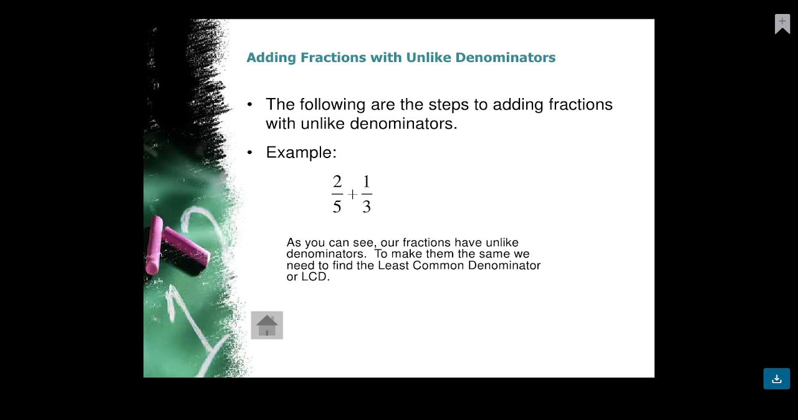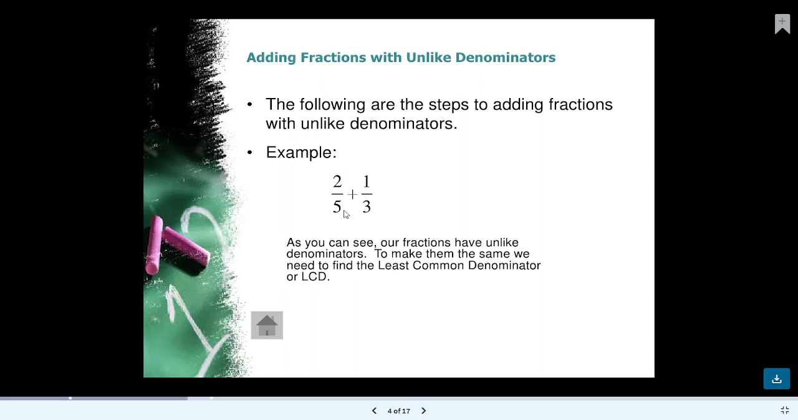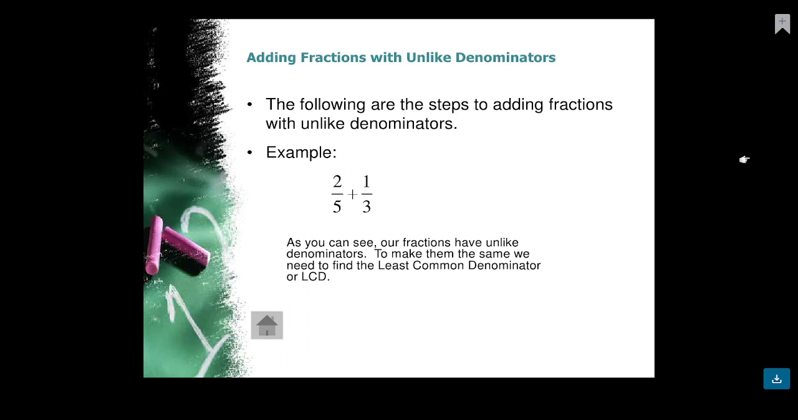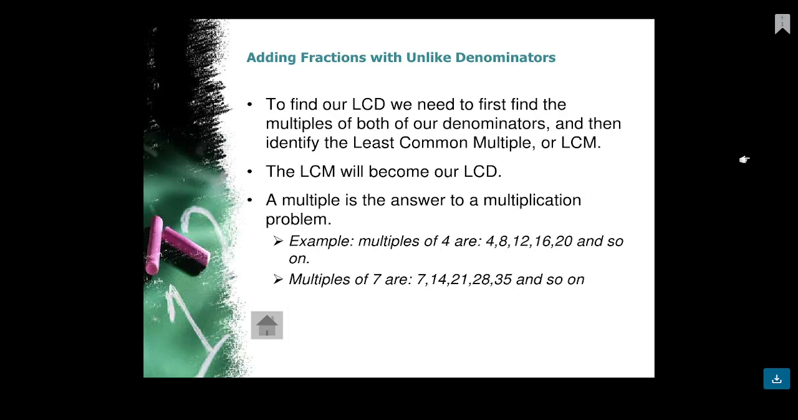So as an example, we have 2/5 and 1/3. As you can see, our fractions have unlike denominators, here and here. To make them the same, we need to find the least common denominator, or the LCD. We also know it as the least common multiple. To find our LCD, we need to first find the multiples of both our denominators, and then identify the least common multiple, or the LCM. The LCM will become our LCD.